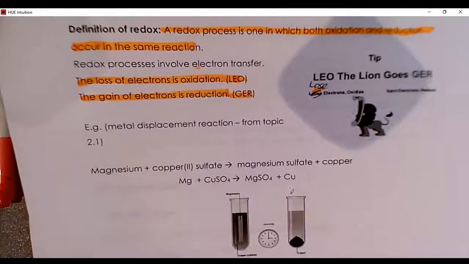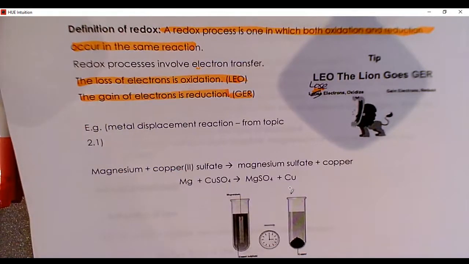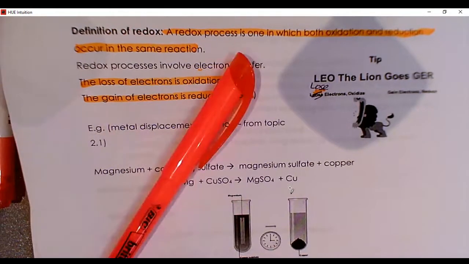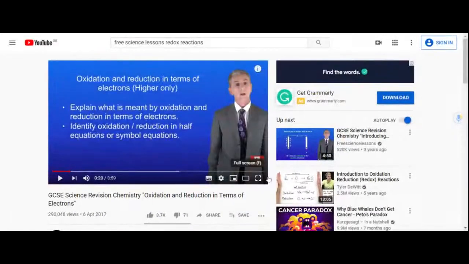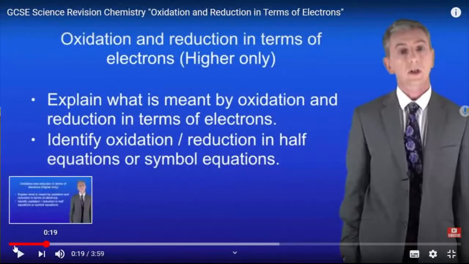Okay, so we're going to look at metal displacement reactions. Now I'm going to play you a bit of a video, and we'll pause as we go just to see if there's any clarification needed. Okay, so we're going to play this video. Just get it up and running. It will hopefully explain things nice and concisely.